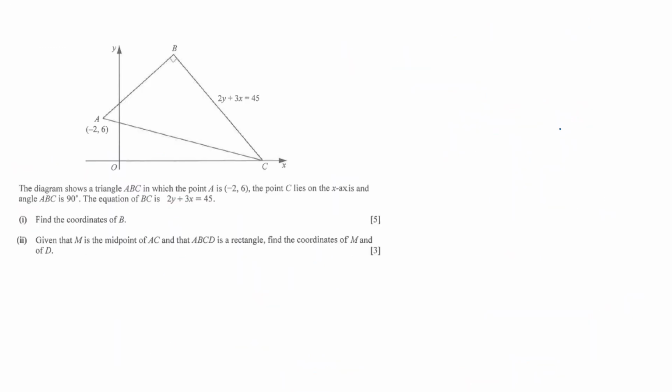Let's look at the next question. You're asked to find the coordinates of B. Look at this point B here. B is the intersection point of AB and BC. That gives you an idea that you have to find the equation of AB and the equation of BC. But the equation of BC is given to you, so you just have to find the equation of AB. So what's the purpose of the equation of BC?